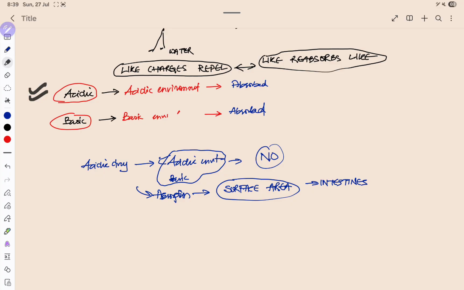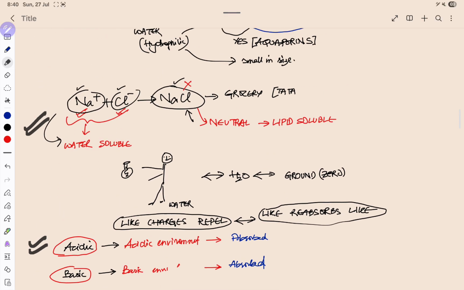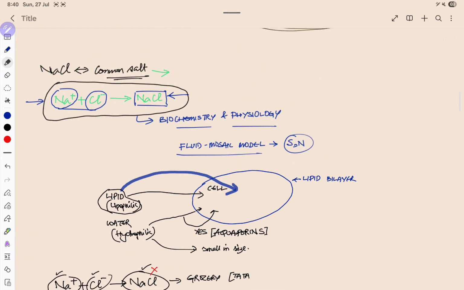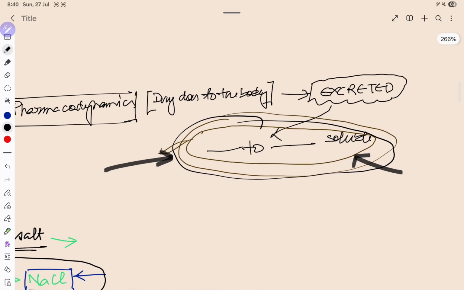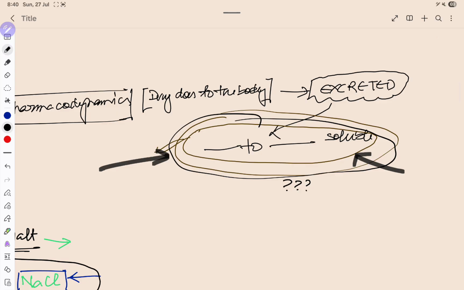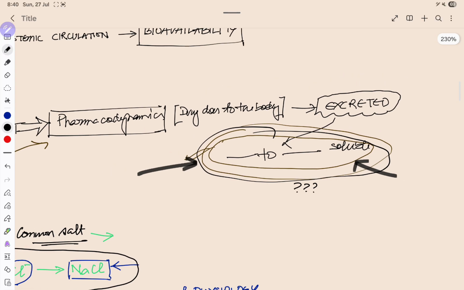Now with this, we have also learned the concept of acidic drug being absorbed or readily absorbed in acidic environment, or the phenomena of like reabsorbs like. Now in yesterday's class or the previous class, we had left with this big question mark. As such, after a drug has completed its activity or its action or drug effect, how is it excreted from the body?